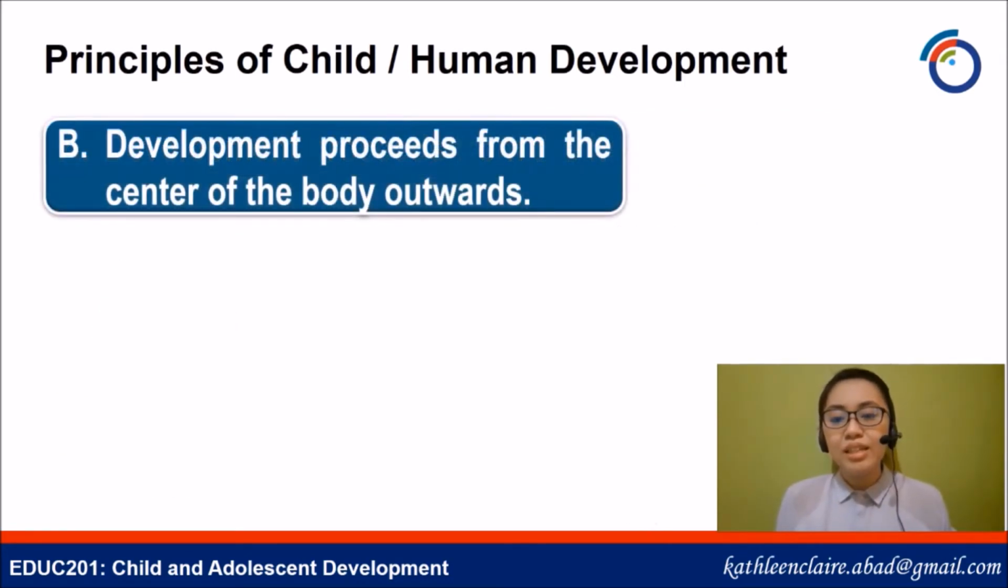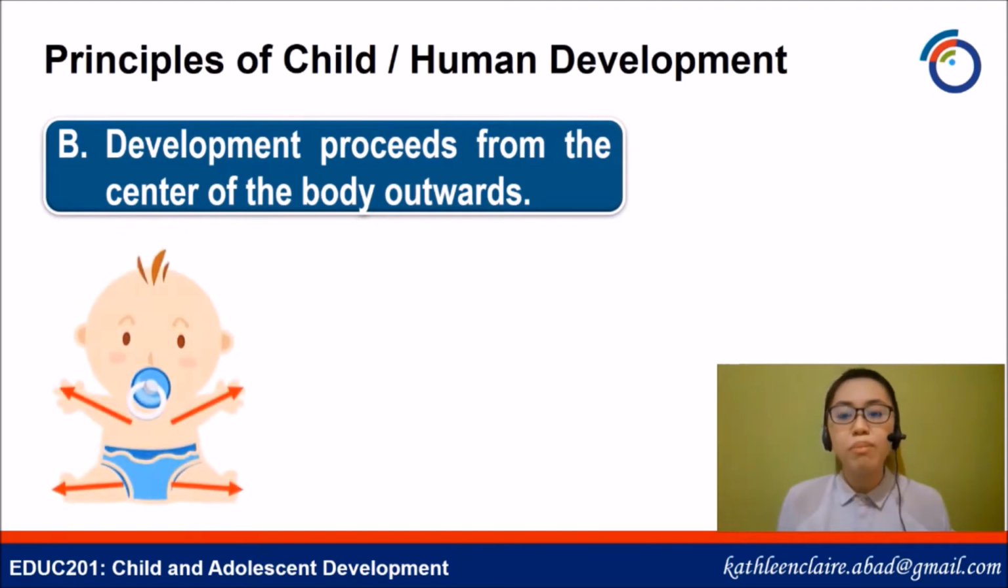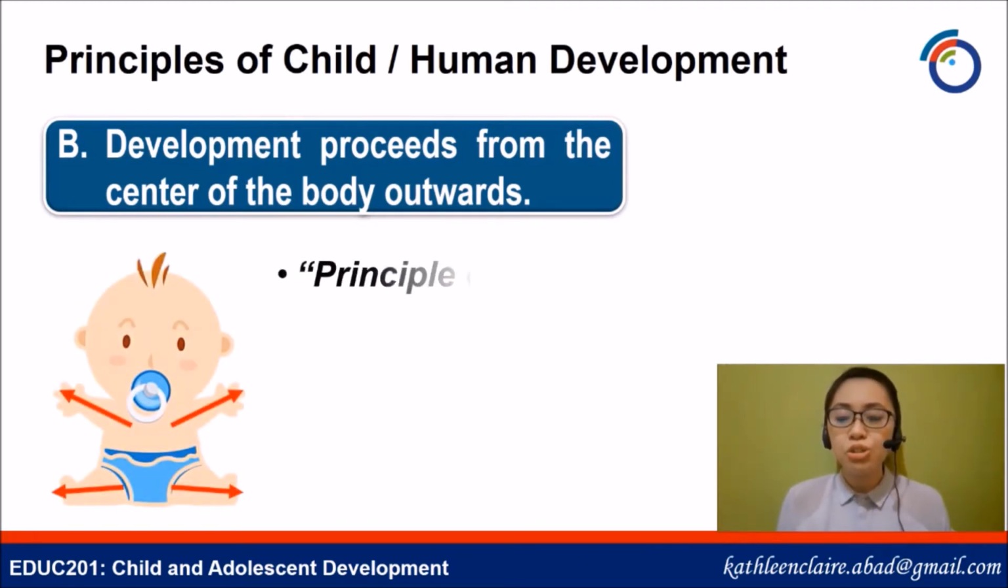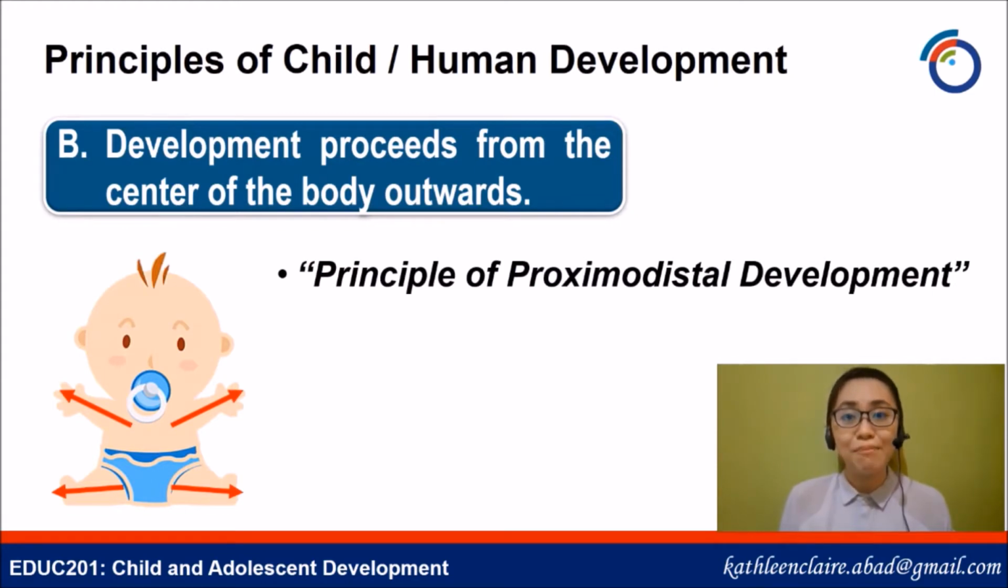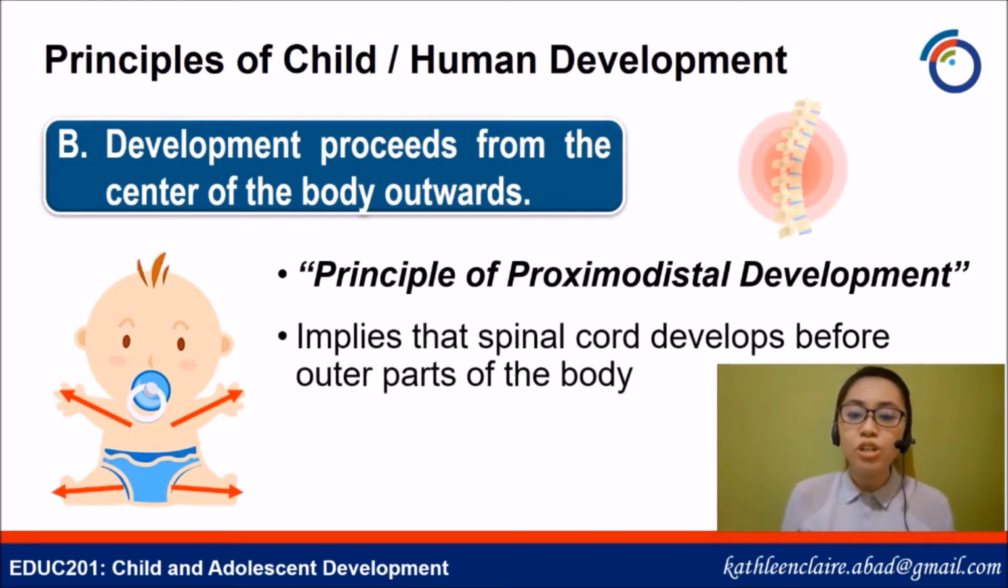For letter B, development proceeds from the center of the body outwards. So this is also known as the principle of proximodistal development. So it implies that the spinal cord develops before the outer parts of the body. So from the spinal cord, di ba yan yung gitna? The growth and development will go outward. So mula sa spinal cord natin, pupunta yan sa arms, sa legs, then papunta sa fingers natin. Ayan. Okay? So child's arms develop first before the hands, hands and feet before fingers and toes, fingers and toe muscles na yung last na magda-develop naman sa ating physical development.